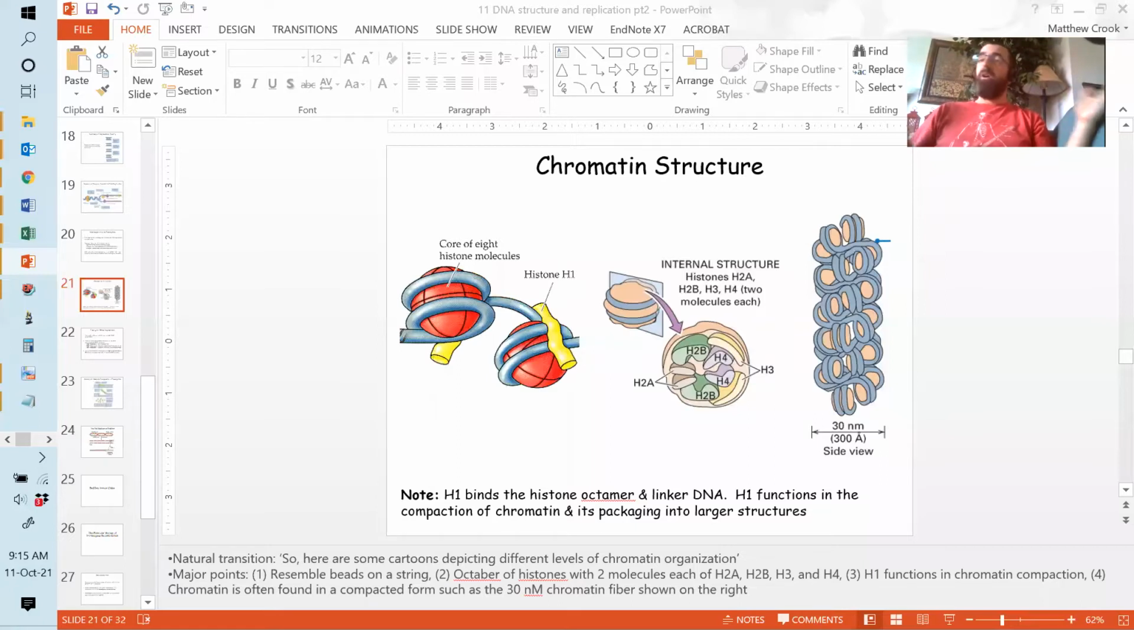So some parts of the chromosome are always shut down, right? They're never transcribed. There are very few genes there, if any at all, like the centromere, for example. But the rest of it exists in this dynamic state between open and closed. And the reason for that is you don't have enough space in the nucleus to have all of your DNA in the open form, right?